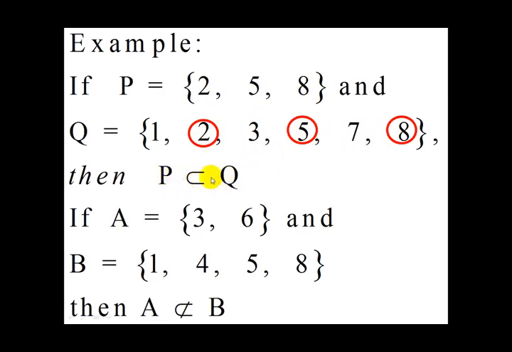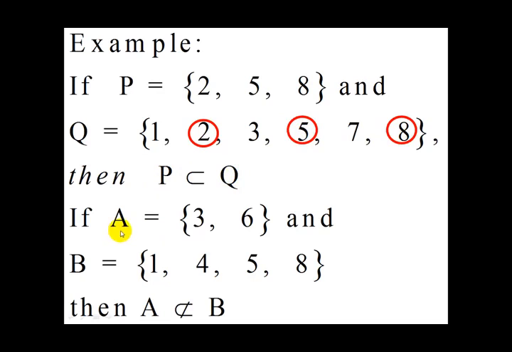Why is P a subset of Q? This is because all the members or all the elements of the set P can be found in the set Q. That is, 2, 5, 8 can be found in the set Q. So we say P is a subset of Q.